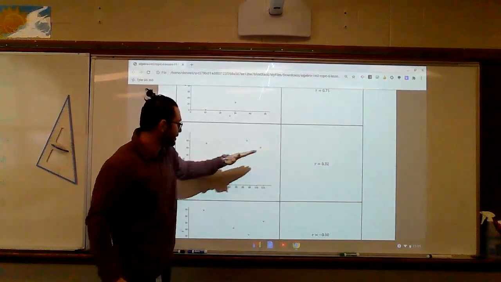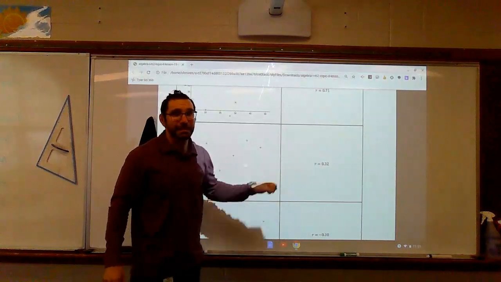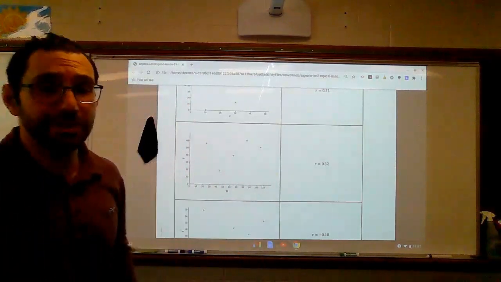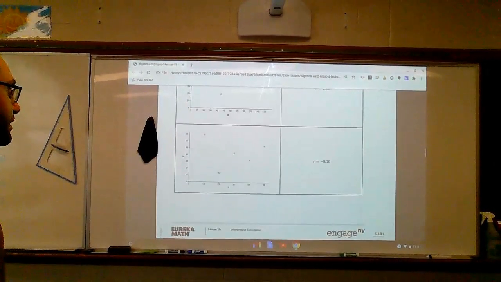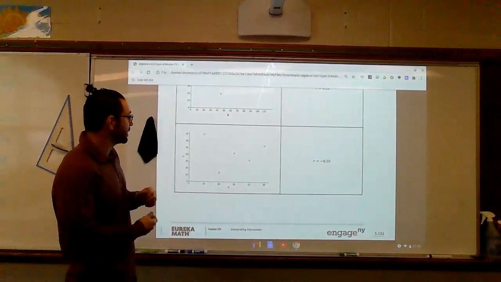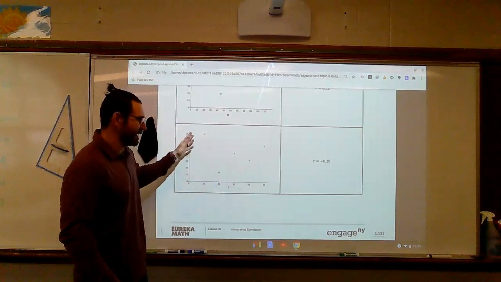Because I could put a line here, I could put a line here, I could even probably put a line here. But they're saying it's a positive correlation, so they're saying it's going up, but there's not a lot of good data there. Oh man, -0.1. This is about as far as we can get away from 1 as we want. It's negative, but it could be positive with an outlier.